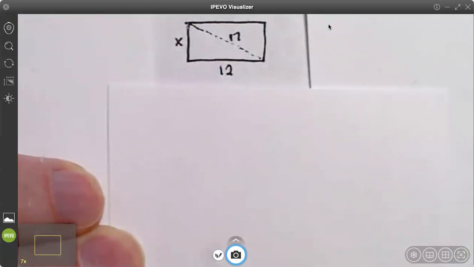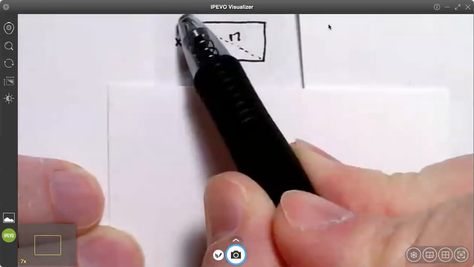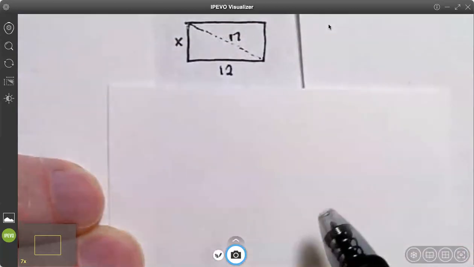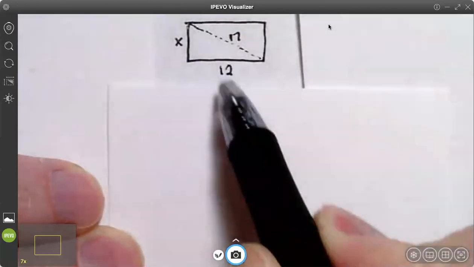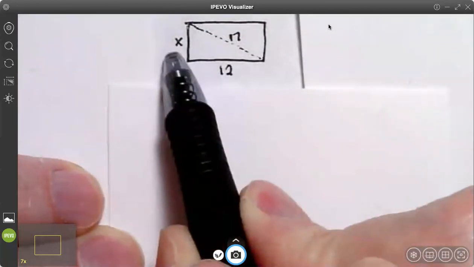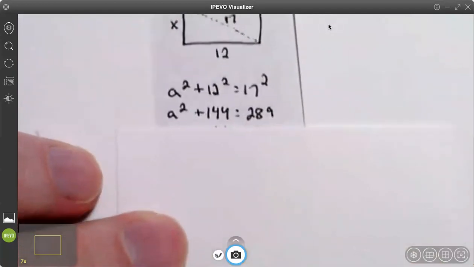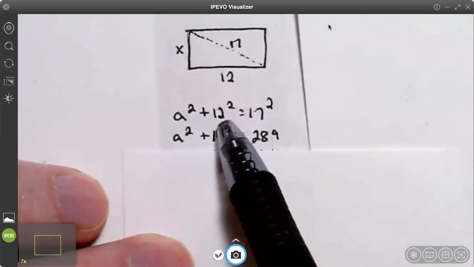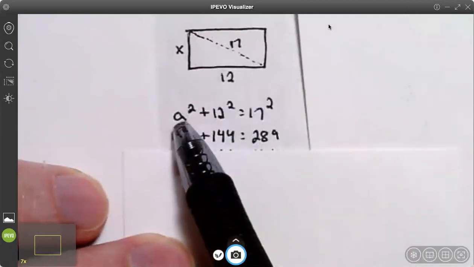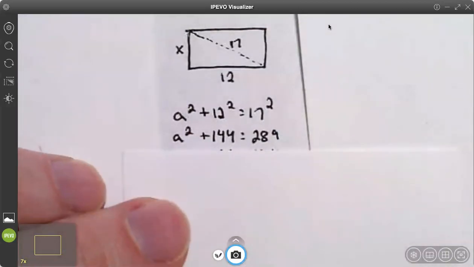Okay, so now that I have my picture drawn correctly, I can use the Pythagorean theorem because when you divide this computer monitor, which is a rectangle, in half diagonally, you have two right triangles. I'll concentrate on the lower. My legs are unknown x and 12, and my hypotenuse is 17. So I'll plug 12 in for one of my legs, unknown for the other, and my hypotenuse is 17.